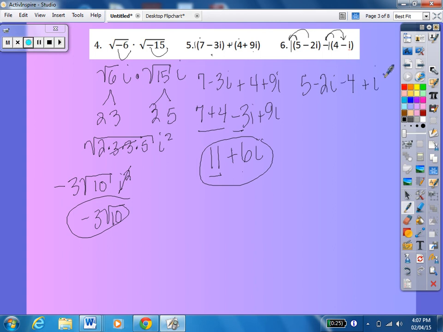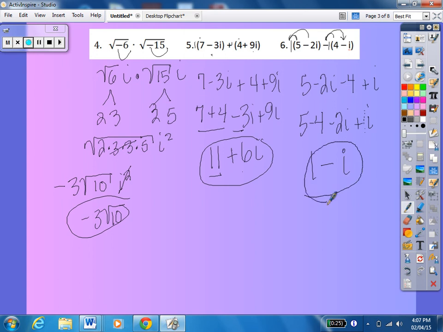Same process as the other, this number 5. You're just regrouping, so putting the real numbers first and then the imaginary numbers second. 5 minus 4 is 1. And then here you have a negative 2 plus this imaginary 1 right here. Negative 2 plus 1 is negative 1. So minus 1i, so negative i.